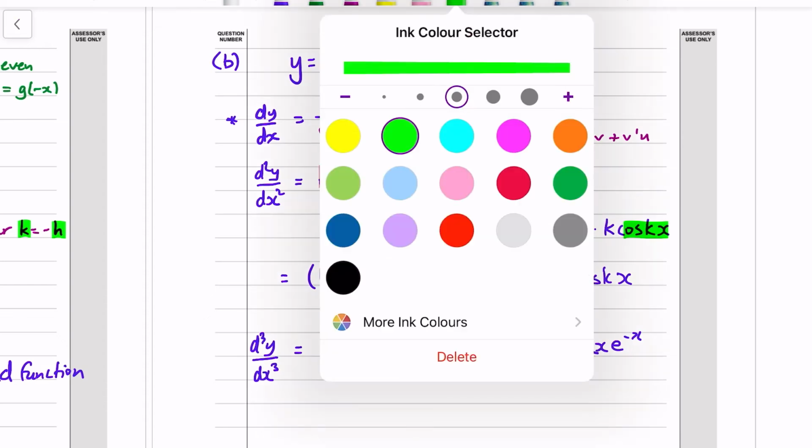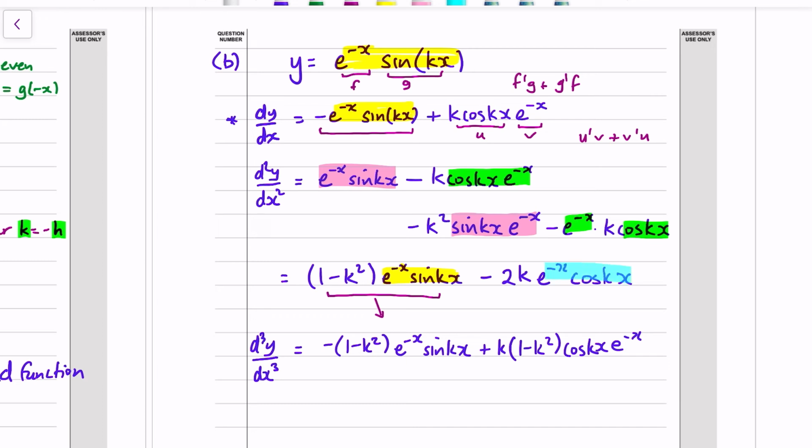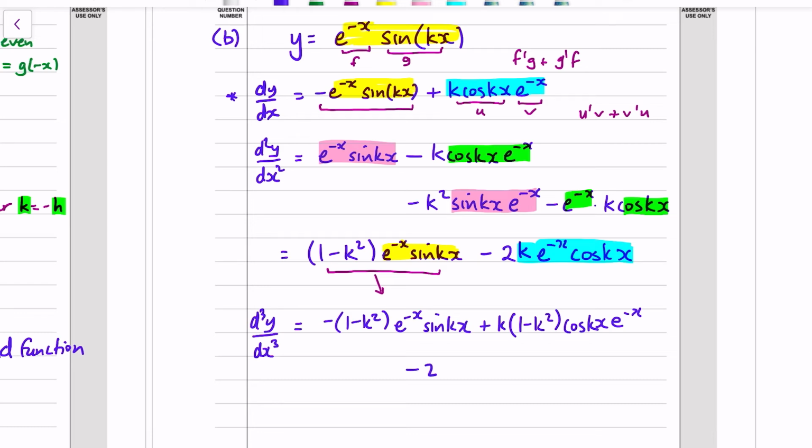I'm running out of colours for highlighters. I hope you're following this, but we've got this term here, which appears there. We've just got a minus 2 in front of it. So when we differentiate it, we're just going to get minus 2 lots of the last two terms in that. Okay, so minus 2 lots of negative k squared sine kx e to the minus x minus e to the minus x k cos kx.